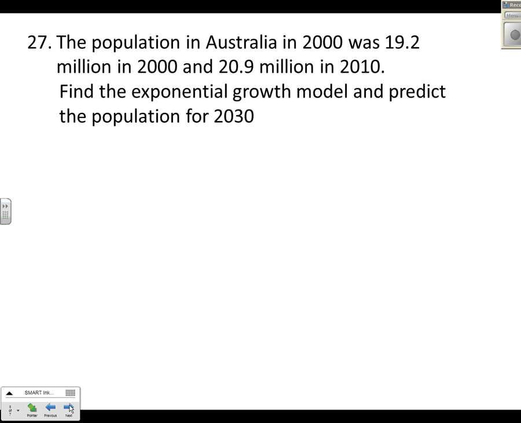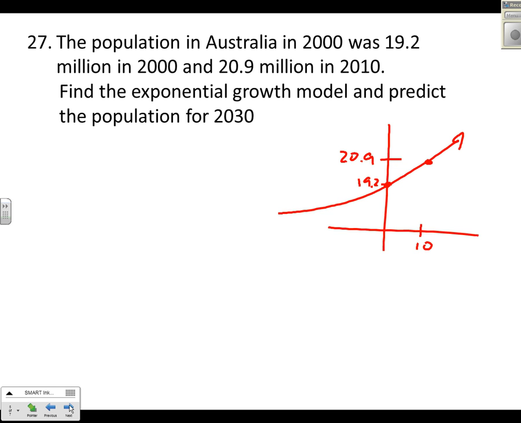Okay, another one. Same thing. The population in Australia in 2000, I'm going to put 2000 at time 0, was 19.2 million. And then 2010, so at time 10 years, we jumped up to 20.9 million. So our growth is exponential along those lines. I know I've exaggerated that distance between those two. Find the exponential growth model and predict the population for 2030.